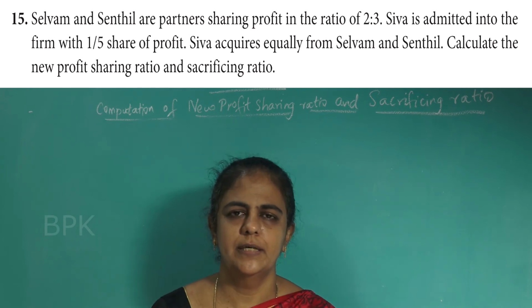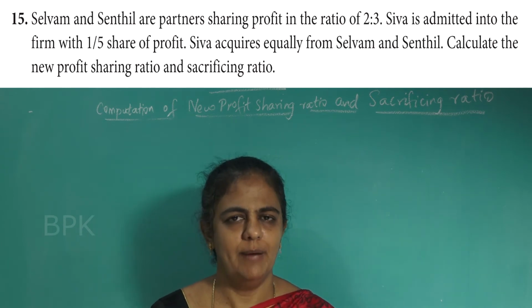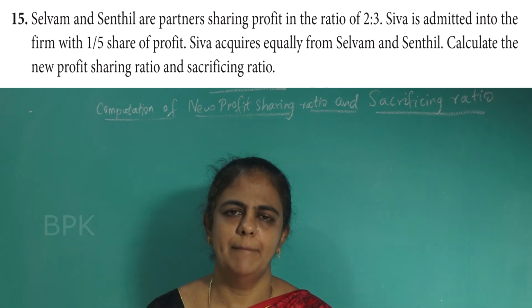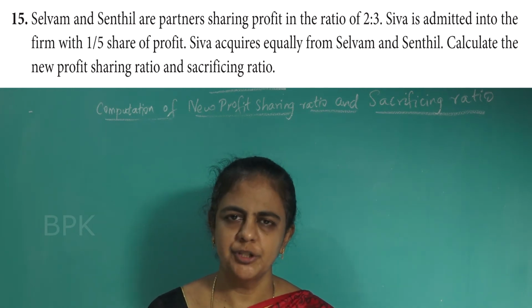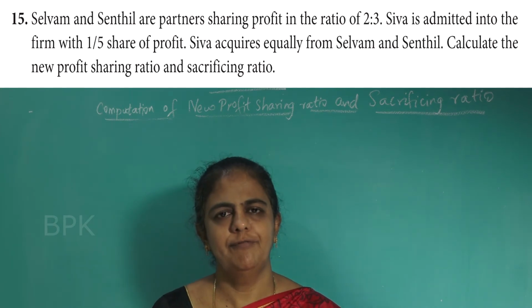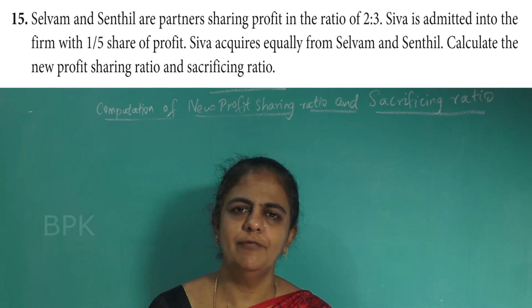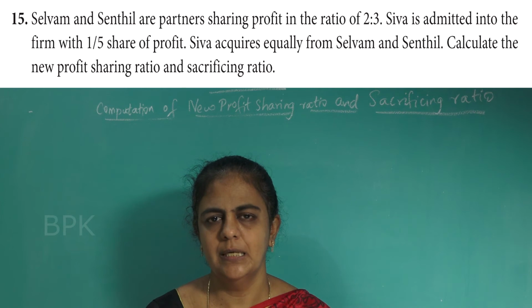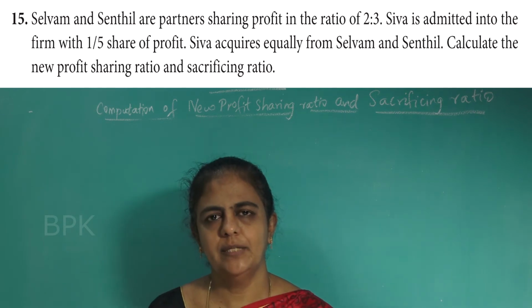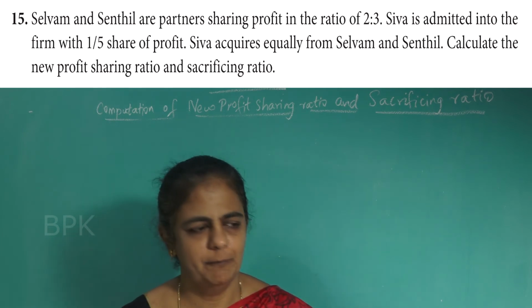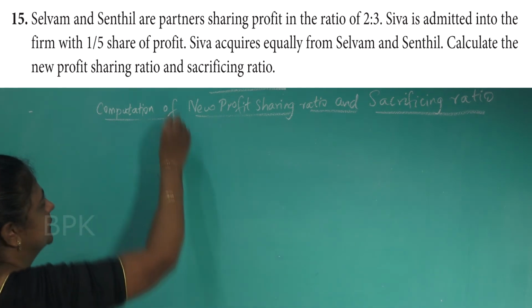In the previous sum we saw that the new partner's share was taken in a proportion that was given. But here, if the proportion is not given, he is going to take it equally. That 1 by 5 he is going to take equally from both the partners. So you have to calculate the new profit sharing ratio and the sacrificing ratio. Okay, so question number 15.